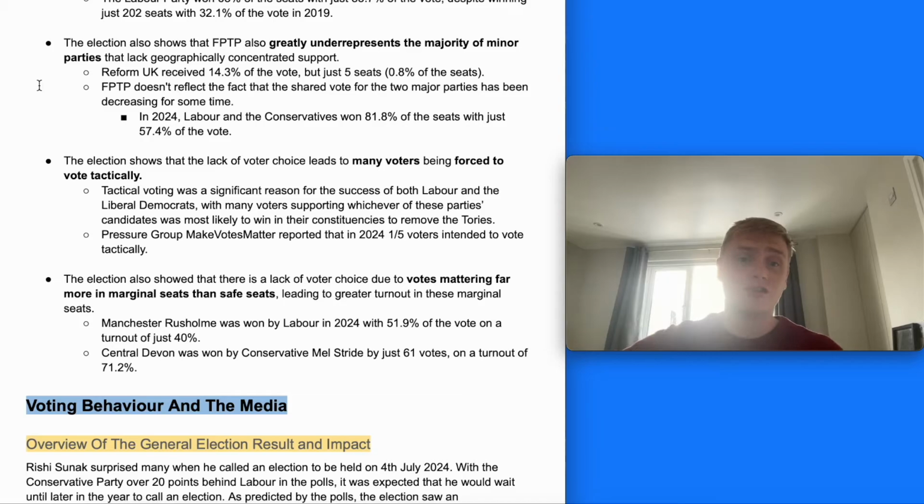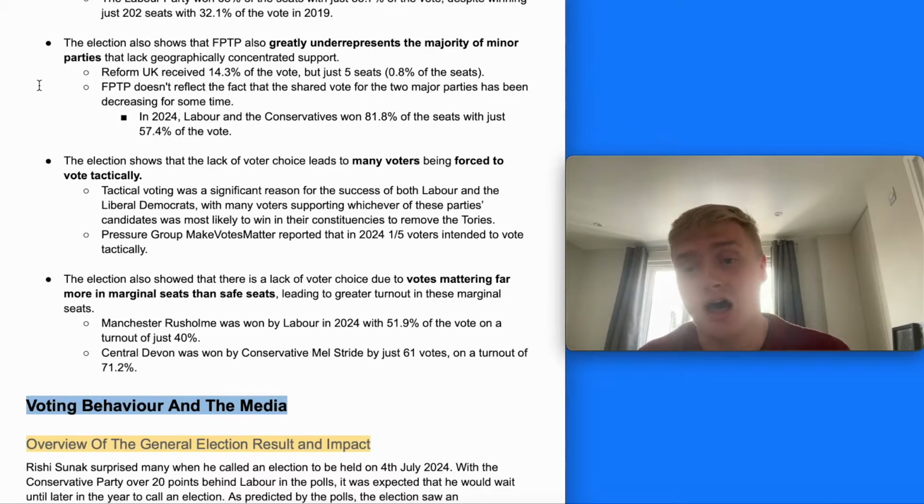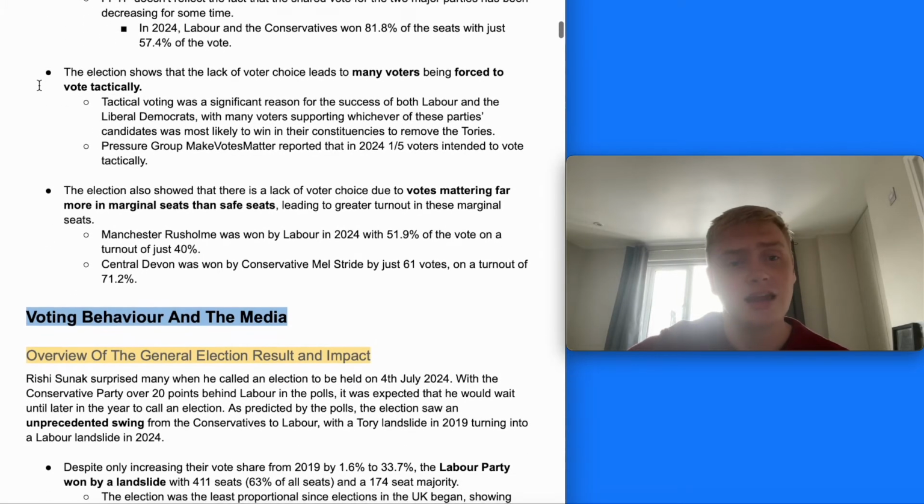And finally, it shows that the lack of voter choice means that many voters are forced to vote tactically, as I mentioned earlier in the video. Make Votes Matter estimated around a fifth of voters voted tactically in the 2024 election. And it was a significant reason for the success of both Labour and the Liberal Democrats. They targeted different seats and kept away from each other, and voters followed and voted tactically very effectively to get the Tories out.